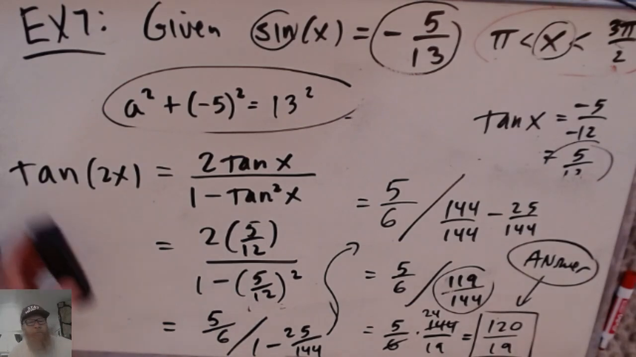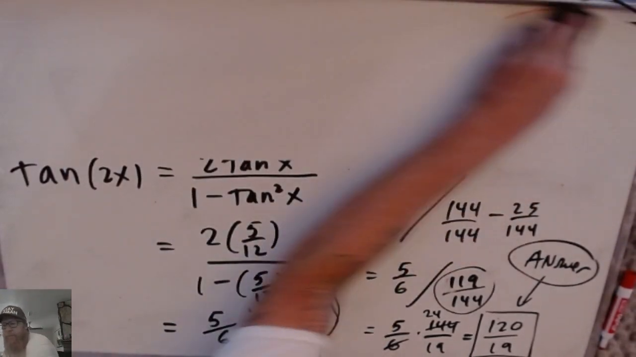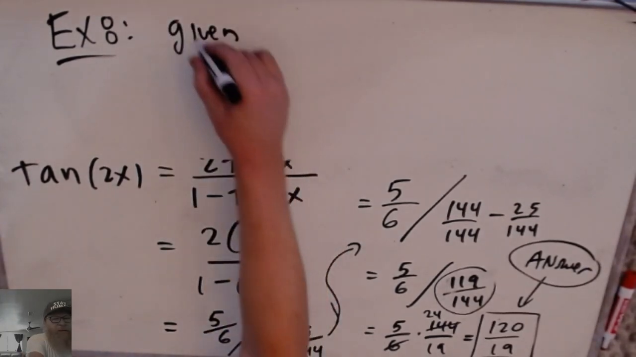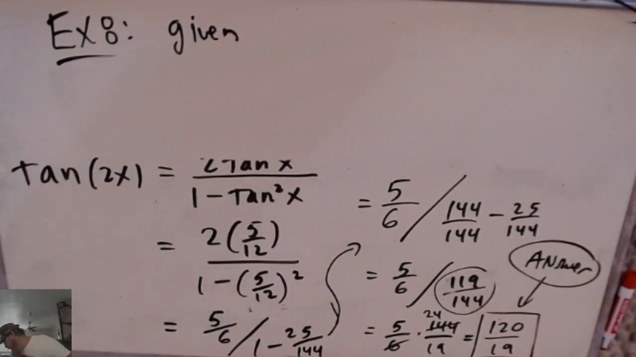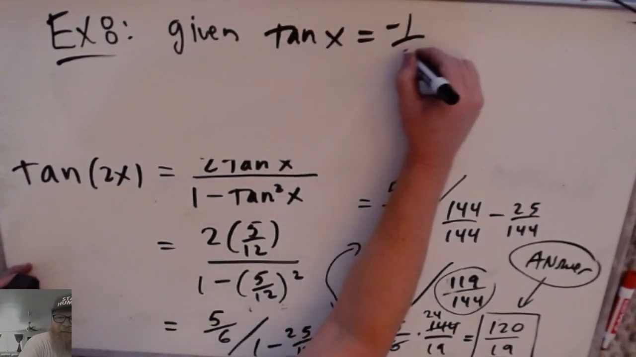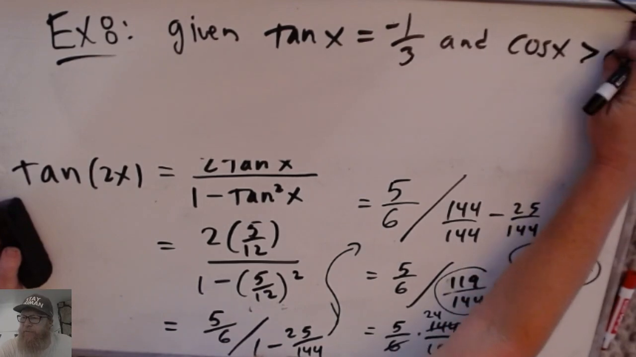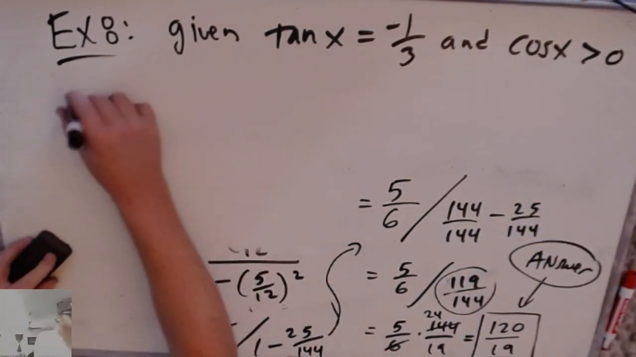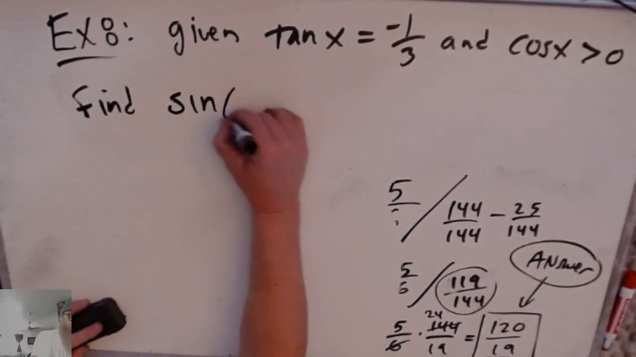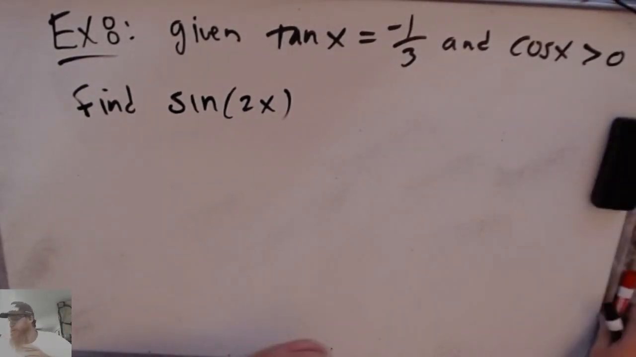I think we have time for one more, and then I'm going to do the half angles tomorrow. All right, so let's do one more. Let's say we're given tangent of x is negative 1/3, and cosine of x is positive. This time I won't forget to put down the question. Find sine of 2x. I'll end with my favorite of all the double angle formulas, sine of 2x.